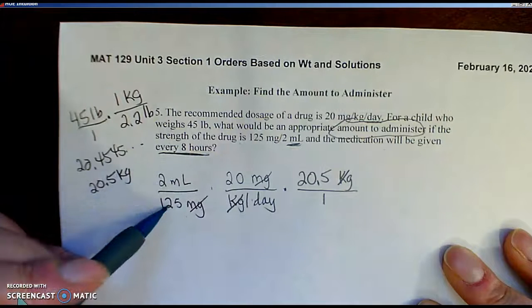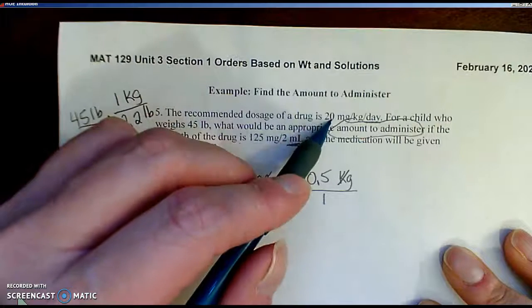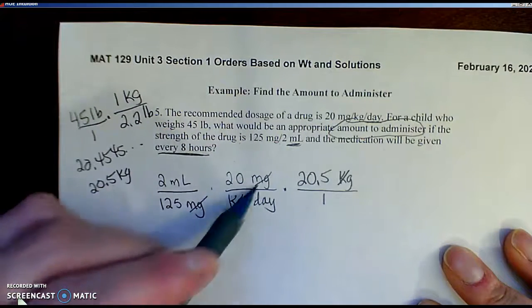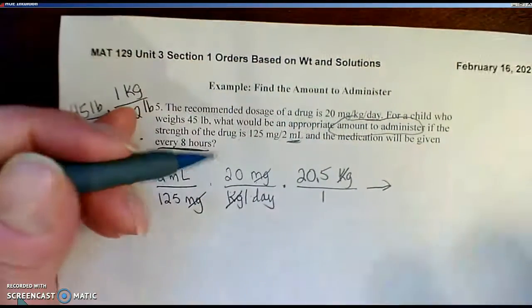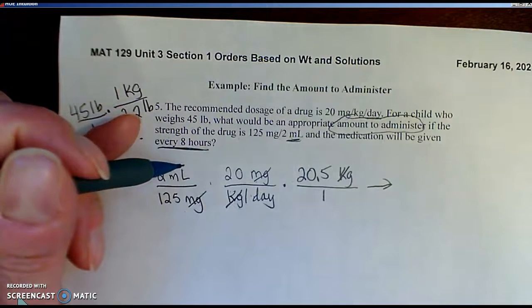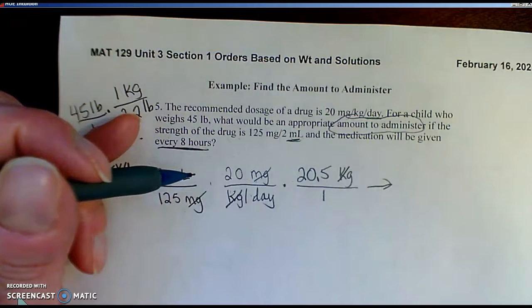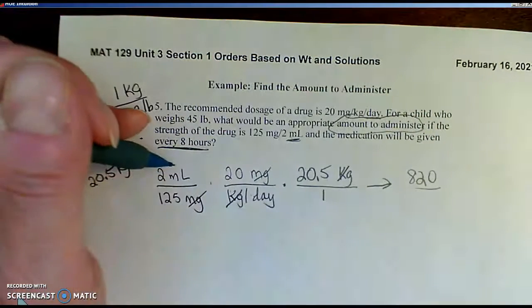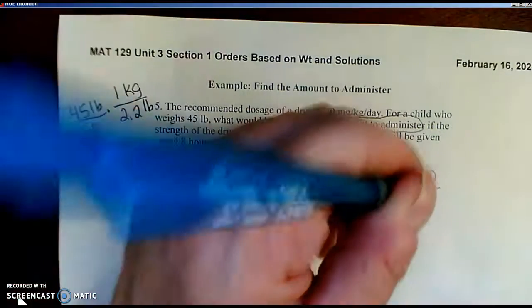So 2 milliliters per 125 milligrams. We wanted to get rid of the milligrams, so we multiplied by the recommended dosage, which is 20 milligrams per kilogram per day. That canceled out the milligrams. Then when we multiply by the kilograms, our next step, this is where we left off, it's going to be 2 times 20 times 20.5. That's 820 in the top. That doesn't look right. I guess it is. Okay, over 125.